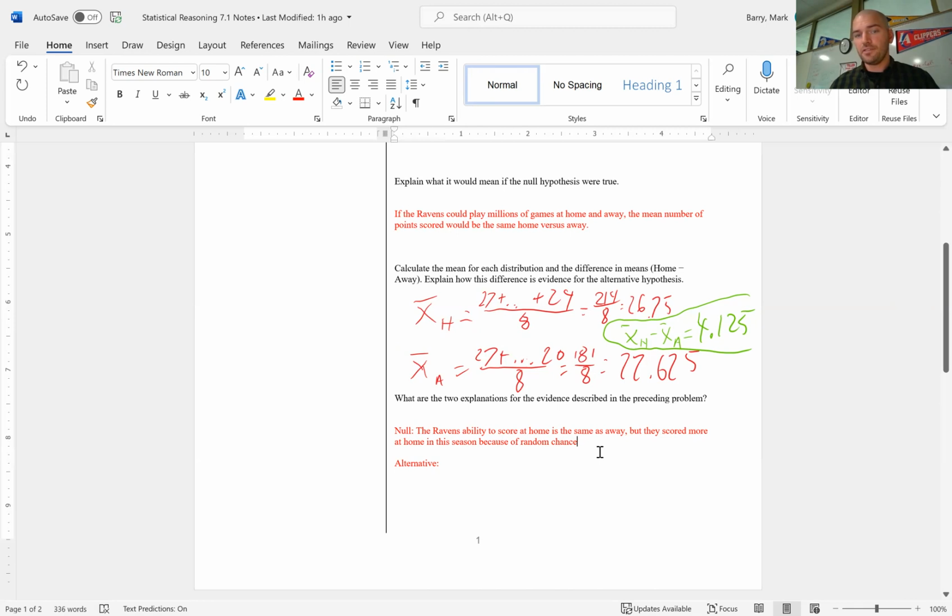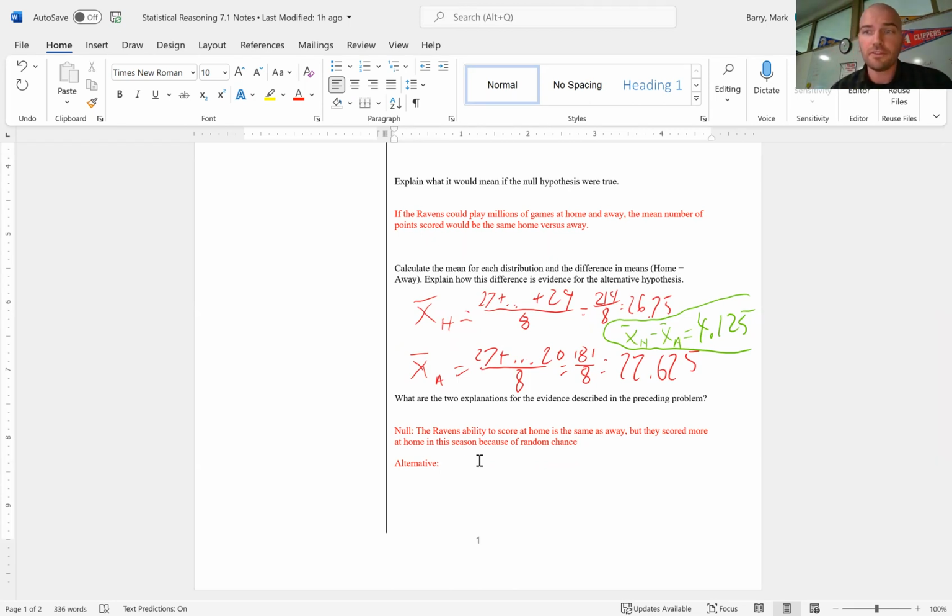So that's just saying what it would mean if the null hypothesis is true. My explanation would be, yeah, we did see a difference in the average number of points scored in the home games versus the away games, but this was only 8 games at home and 8 games away. So that could have been just random chance. They just had some bad away games or they had some really good home games. And if they did this like a million times, that difference in average would get a lot smaller and maybe even go to 0. That's the explanation if the null hypothesis is true.